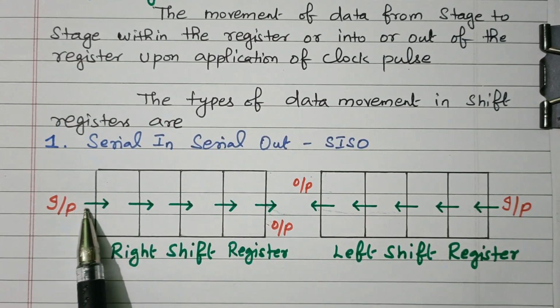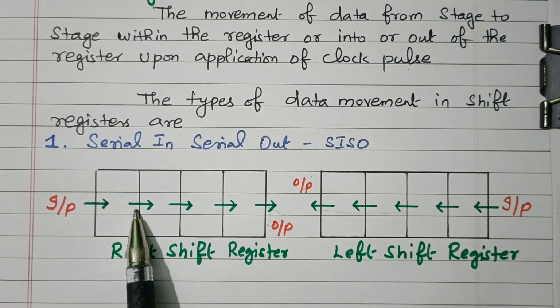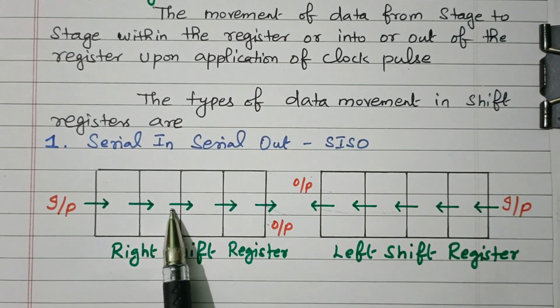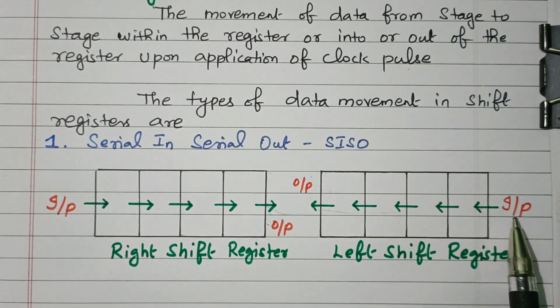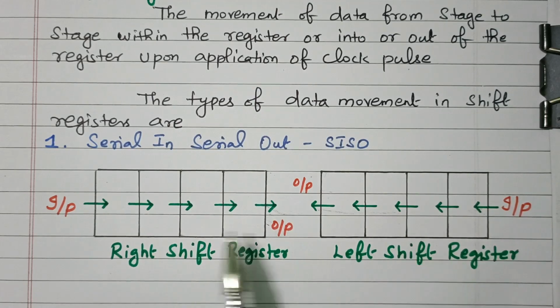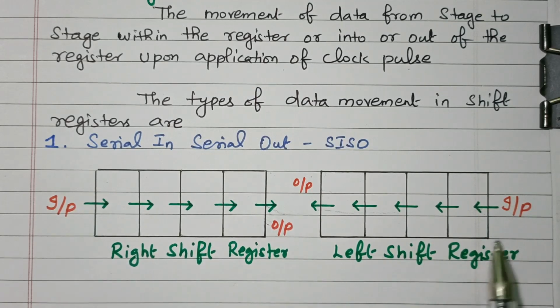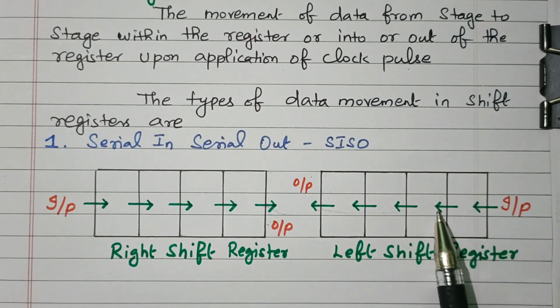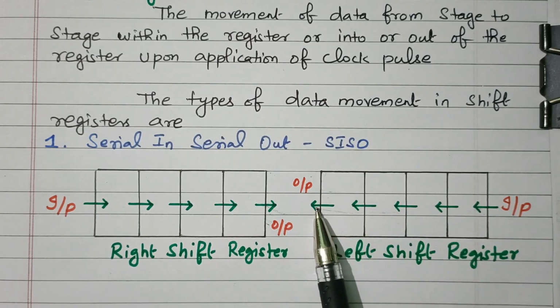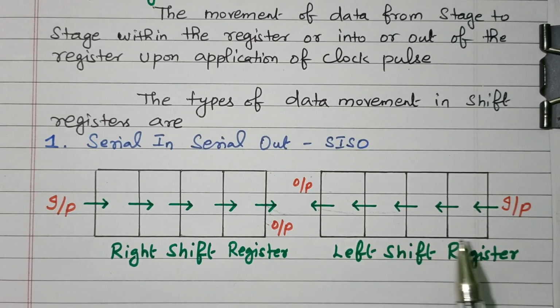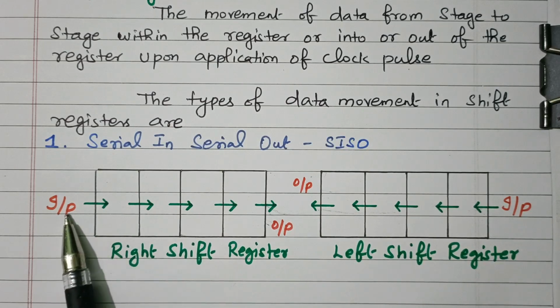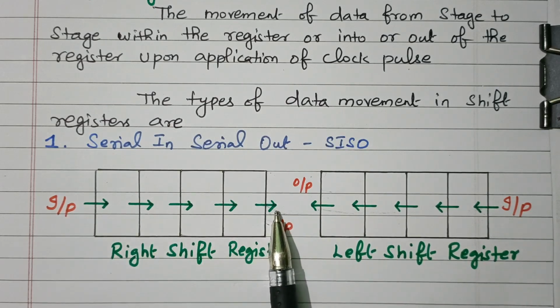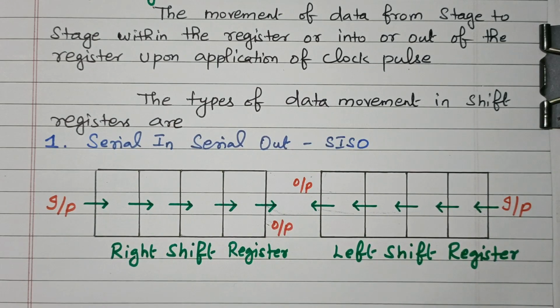So the data is given serially and it is passing serially from one register to another register. Similarly here it is given from the left side, and this is given from the right side. So this is called a right shift register and this is called a left shift register. The left side input is given and moves in a serial manner, and the output is available on the right side. So that is called a left shift register. This is a right shift register. Serially data is given and serially data goes out. I will go to the next type.